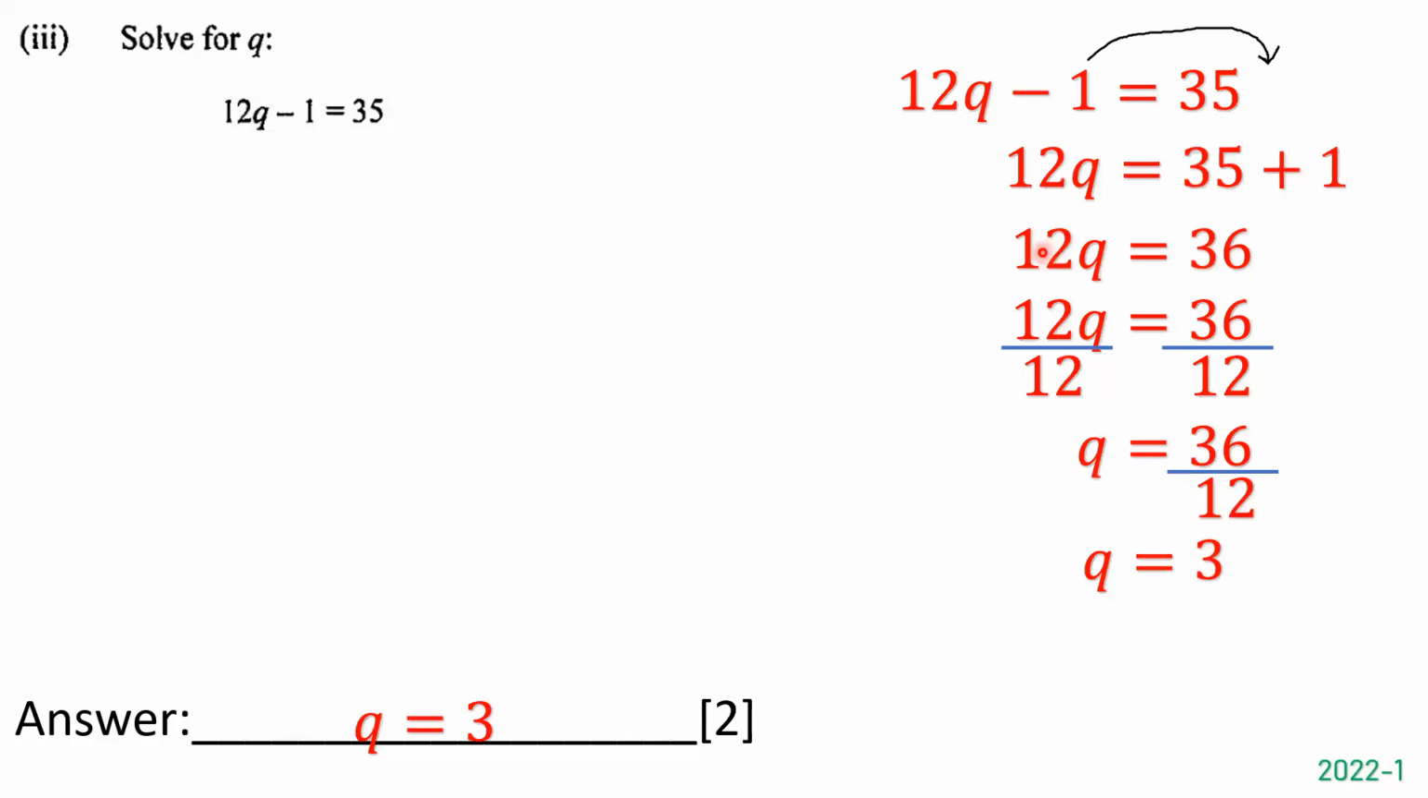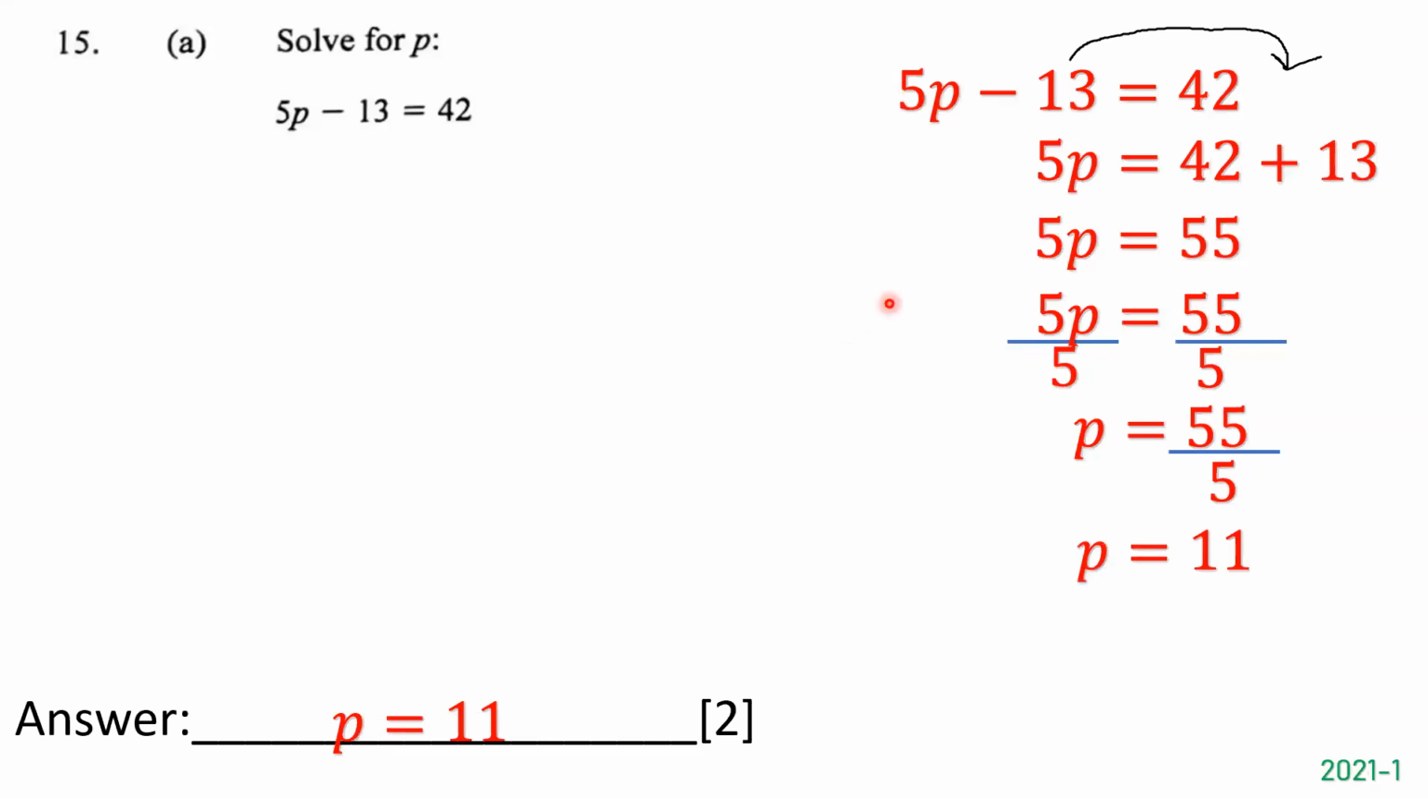Now we want to get rid of this 12. And so we have to divide both sides by 12. What is 12 divided by 12? Well, those two numbers can cancel each other. And so we are left with just q, because on this side, the 12 and the 12 cancel out each other. But we still have 36 divided by 12. And 36 divided by 12 is definitely 3, because 3 times 12 is 36. So the answer here is q equals 3.